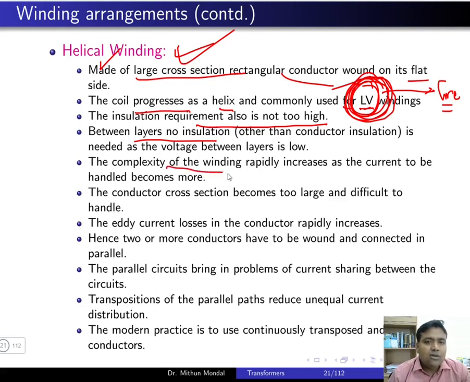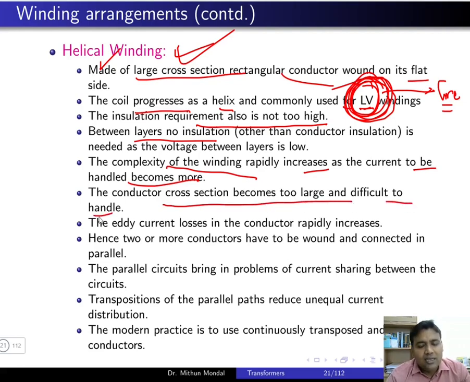The complexity of the winding rapidly increases as the current to be handled becomes more. So as the current requirement is increasing, current handling is increasing, complexity is increasing for this type of winding. The conductor cross section becomes too large and difficult to handle. So conductor cross-sectional area will become large because more current it has to take.